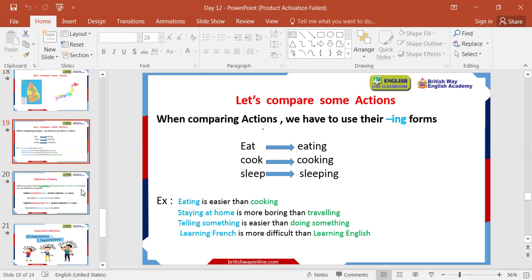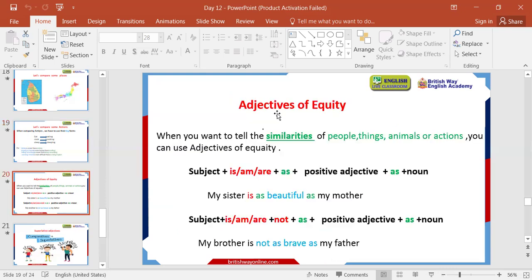Okay, then we'll see how to talk about the adjectives of equity. Equity means something equal. Until now we compared things, saying this one is taller than that one, this one is more innocent than that one. But there are some equal qualities as well. When you talk about the similarities of people, things, animals or actions, you can use adjectives of equity.